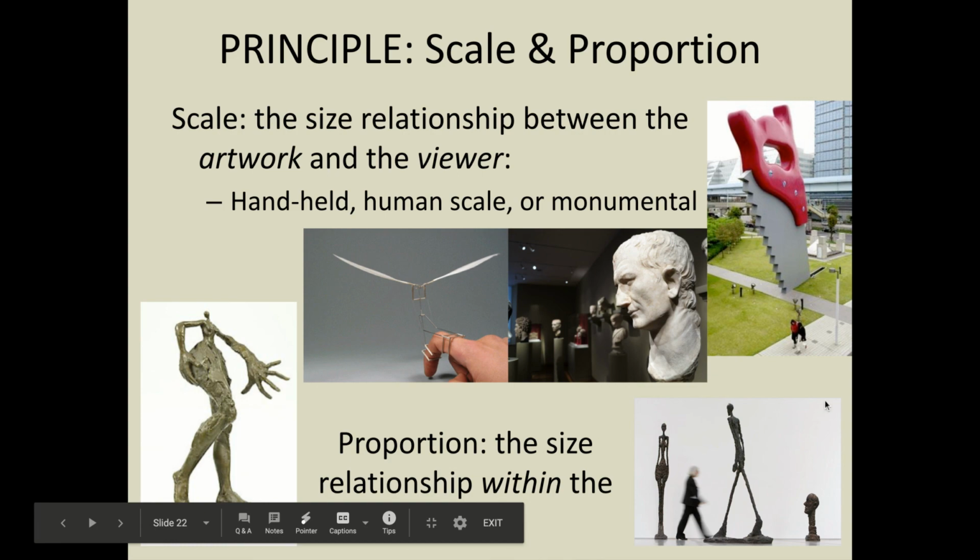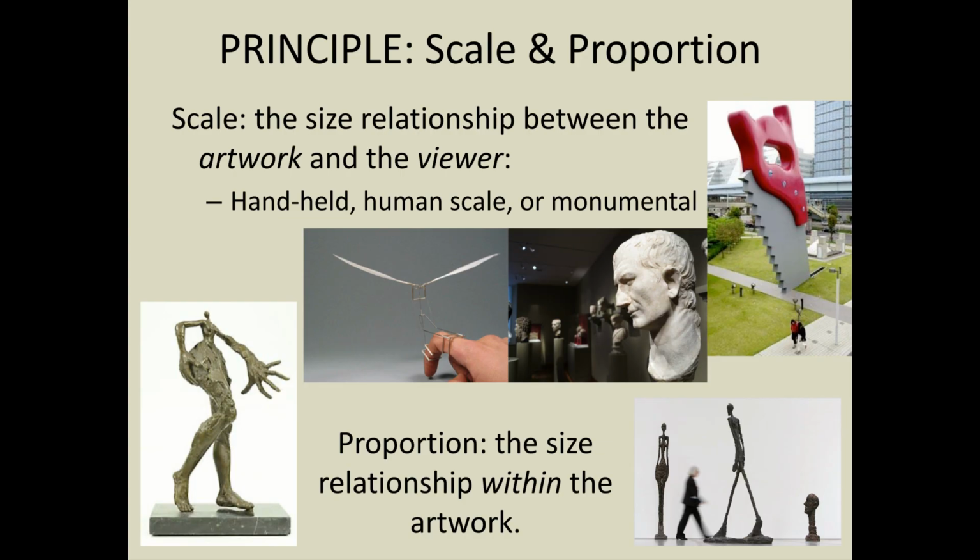Proportion deals with size within the work. So sometimes artists do realistic proportions, like this head. It looks realistic. That looks like a guy's head. Or artists deal with exaggerated proportions or purposely disproportion. So Alberto Giacometti was kind of the king of this. So here we've got normal size kind of feet, but then this huge hip and this huge hand and this little itty bitty head. So he's playing around with exaggerated proportions or disproportion.